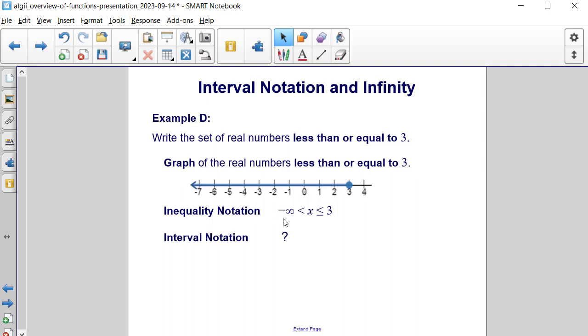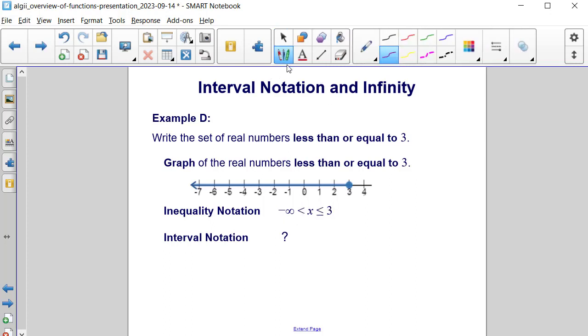When we have it as an inequality, it can be written as a compound inequality in this way. From -infinity, which is less than x, which is less than or equal to 3. You could also just write it as a single inequality without it being compound. And if you were to do that, it would be just written as x is less than or equal to 3.